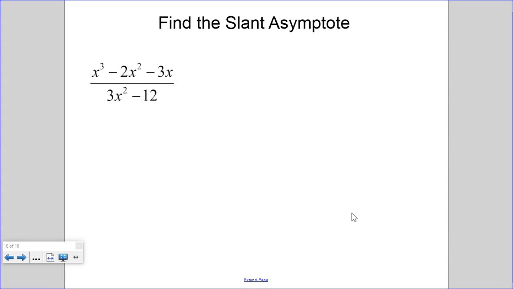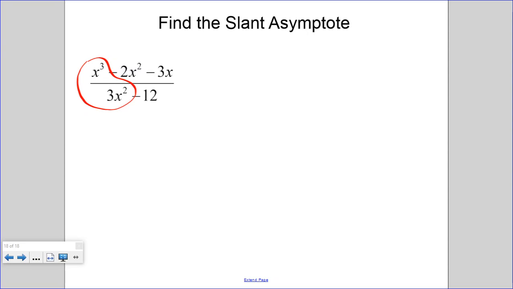Hey everybody, quick video on how you find a slant asymptote. So we know there has to be a slant asymptote because the degree of the numerator is 1 greater than the degree of the denominator. And we further know that that slant asymptote is going to have a slope of 1/3.